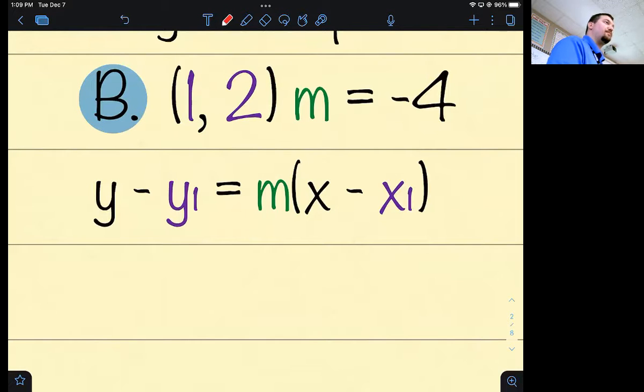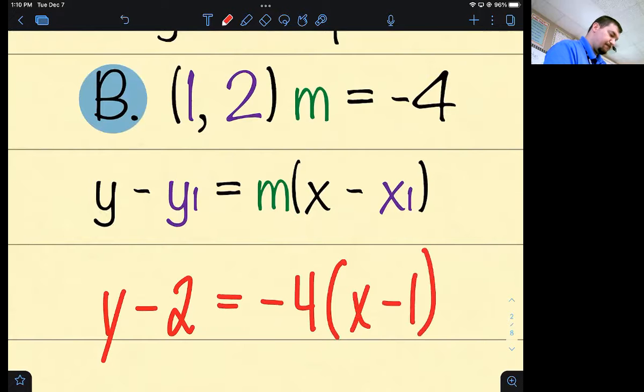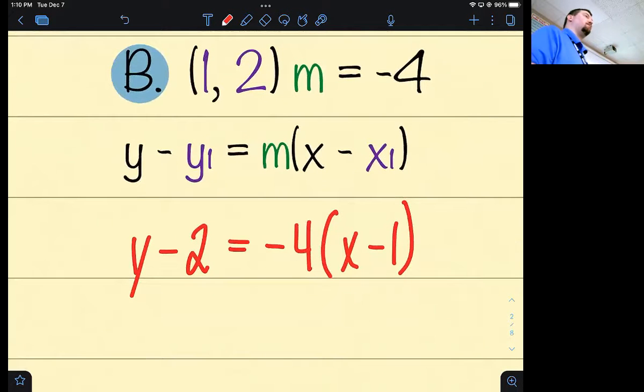Tell us what you're thinking, Shane. I can't hear you thinking. Okay, so you're plugging in 2 for y1, so y minus 2, is that correct? Okay. How about -4? Okay. Got it. That's point slope form.